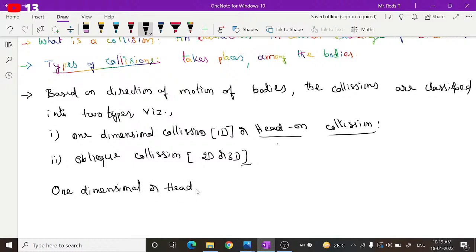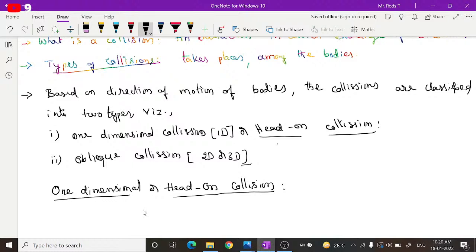One dimensional or head-on collision. What is this one dimensional or head-on collision? If the bodies move along the same line before and after collision, it is called one dimensional or head-on collision.